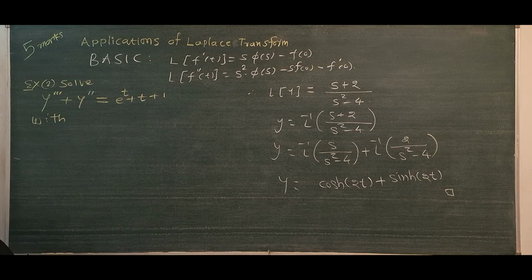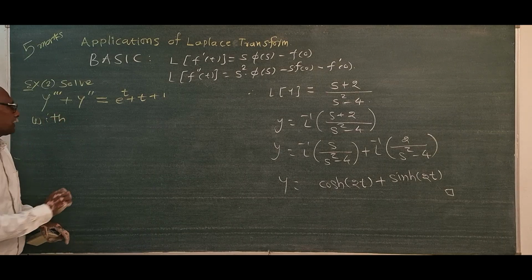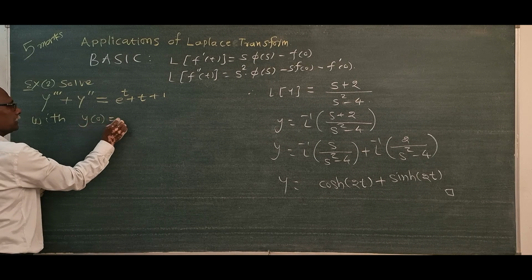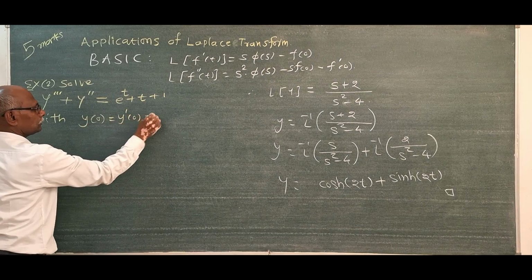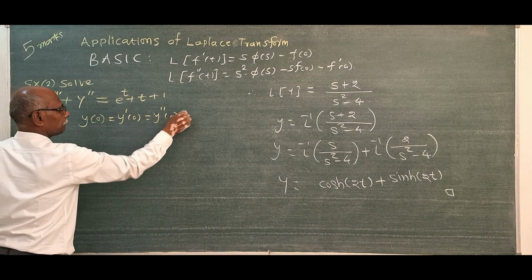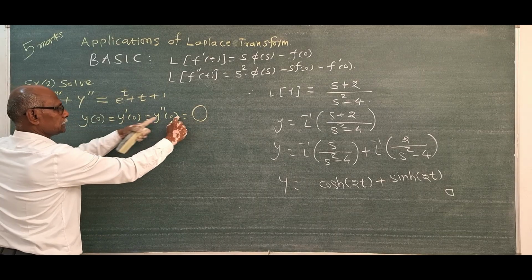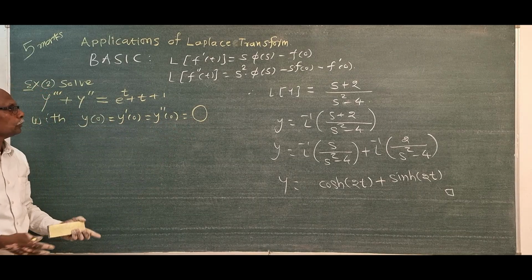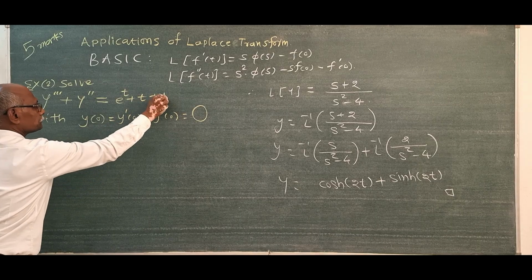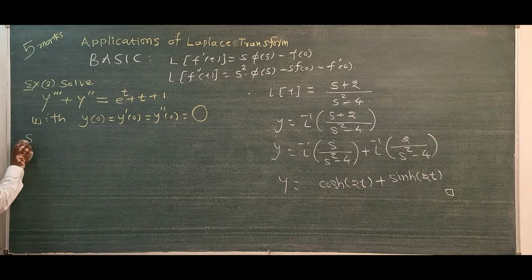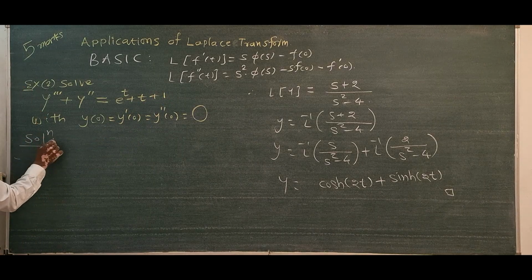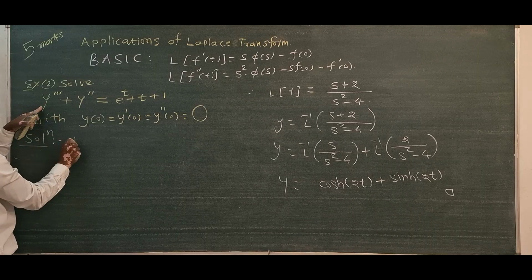Now what are the initial conditions? Initial conditions are given in a single line. See the method of writing: this is 0, this is 0, this is also 0. So we have to solve. Now we can solve the differential equation by Laplace transform. So first of all we take Laplace on both sides.